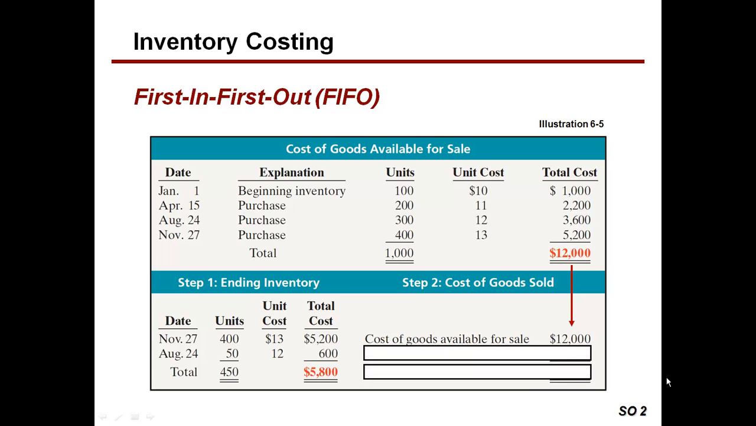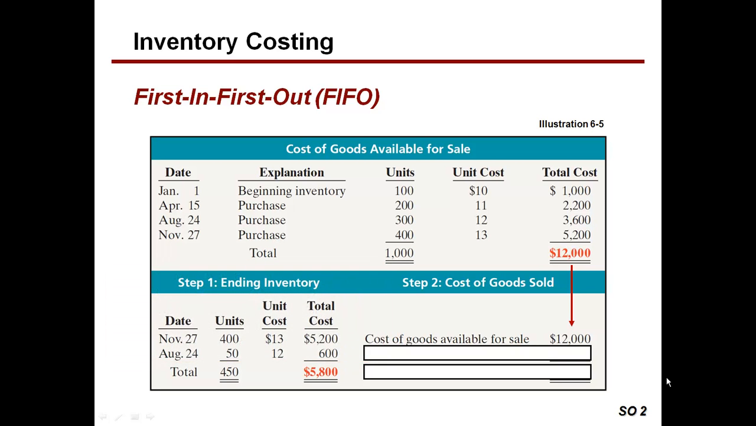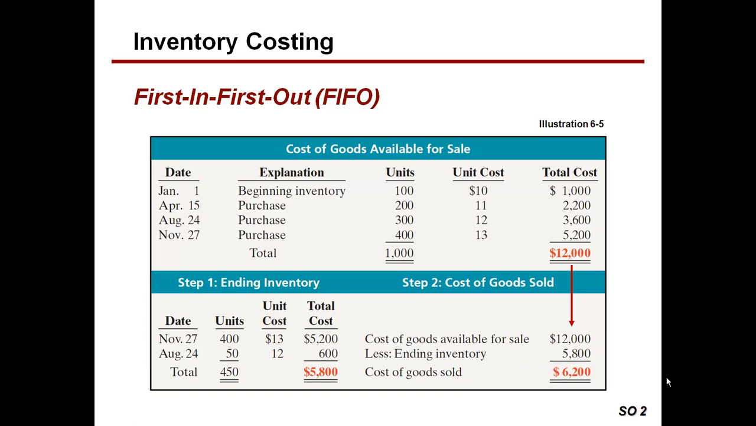To determine cost of goods sold, we could go through the individual layers, the earliest layers, and derive the cost of the 550 units sold. But here's the reason the author used this method. Once you determine ending inventory, you can back into cost of goods sold. Why? Because ending inventory and cost of goods sold together must equal the $12,000 total pool available cost during the period. So if our ending inventory is $5,800 and our total pool is $12,000, the difference, or $6,200, is our cost assigned to cost of goods sold in the income statement.